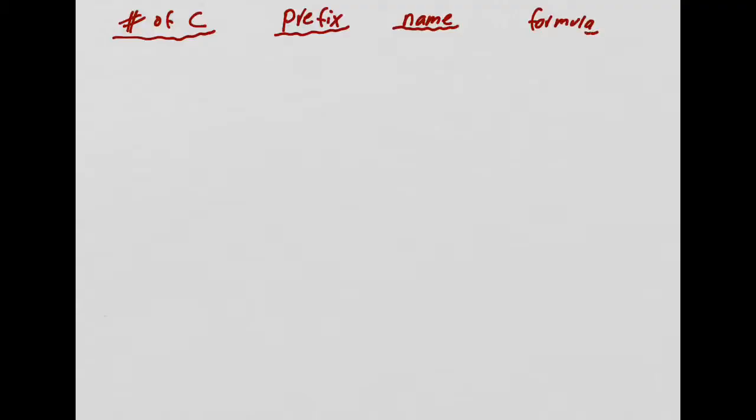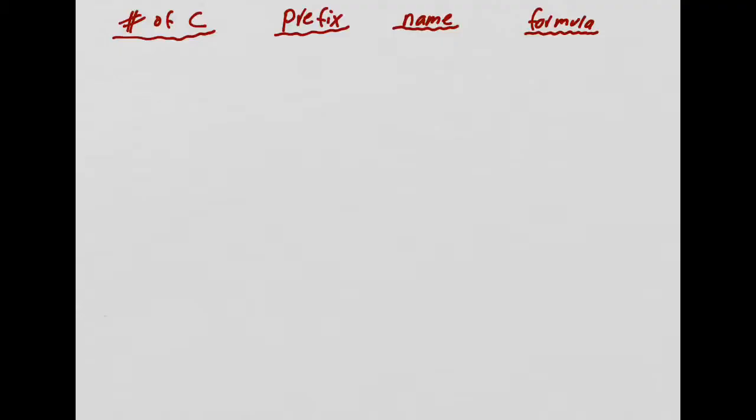Now, go to a new page if you don't have half a page. So we're going to go over naming. I'm going to put up a chart, and the chart is going to say number of carbons, and then it's going to have the prefix, the name, and then the formula. Okay, let's do this.